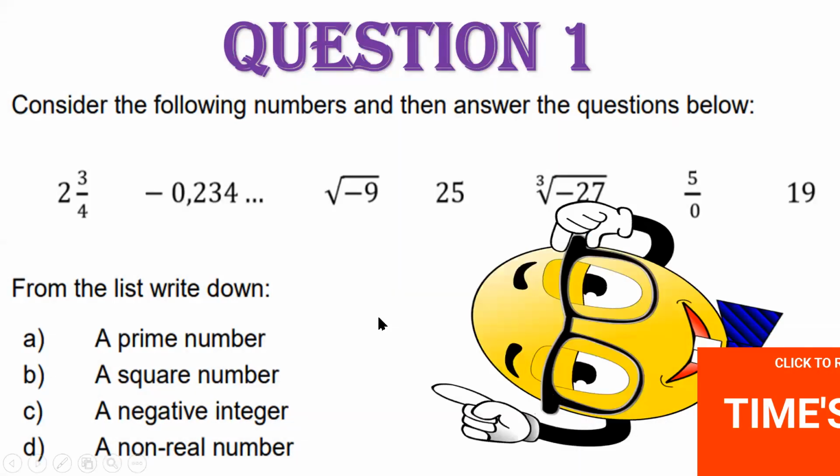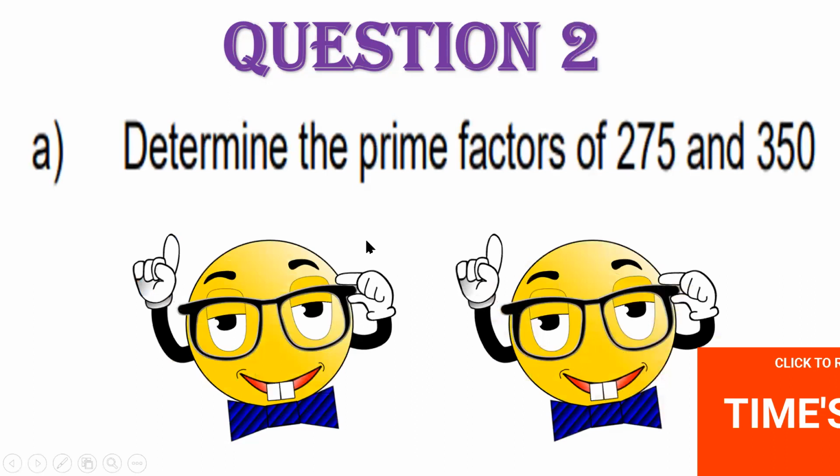Okay, now you are going to correct your answers. Please try first and then check the correct answers. The first one is a prime number. Which one is the prime number from the list? Number 19. And the square number is, of course, 25. And then -1 is that one, and the non-real number is 5/0. Question 1 done. Let's continue with the next question.